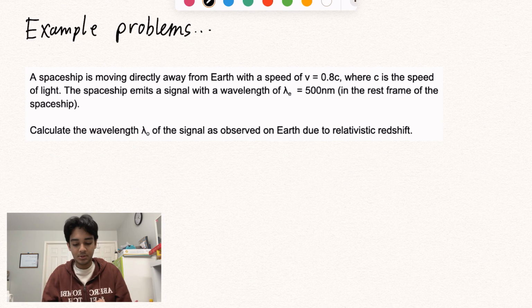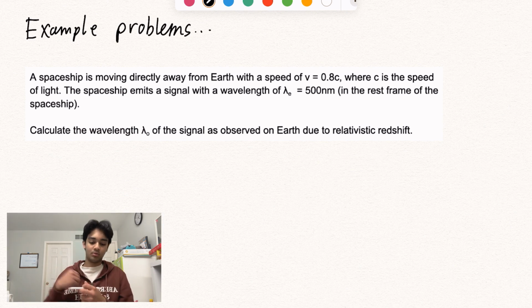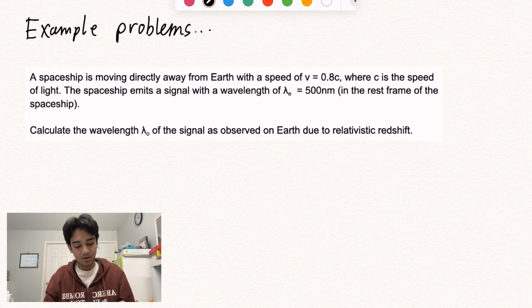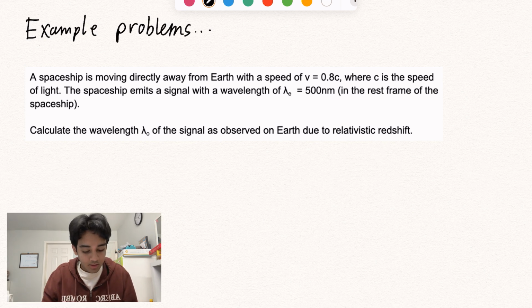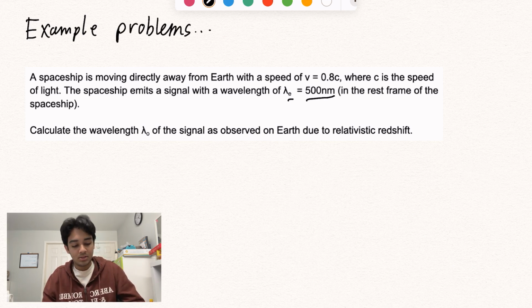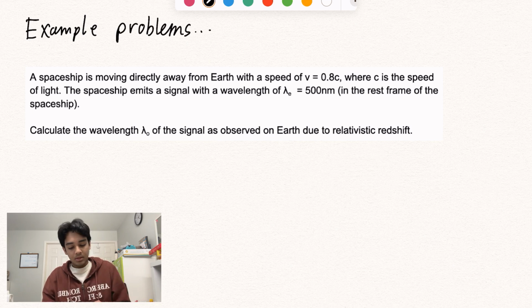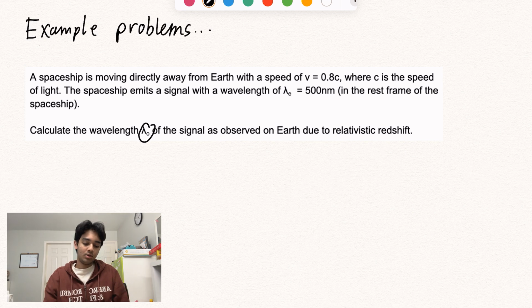Here it says a spaceship is moving directly away, okay, so redshift, from Earth with a speed of v equals 0.8 c. That means 80% the speed of light, where c is the speed of light. The spaceship emits a signal with a wavelength of lambda e, so I'm guessing that's emitted, equals 500 nanometers. Nanometers is 10 to the power negative 9. Calculate the wavelength of the signal as observed on Earth due to relativistic redshift.